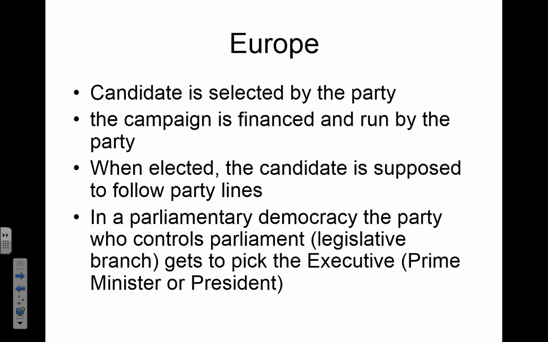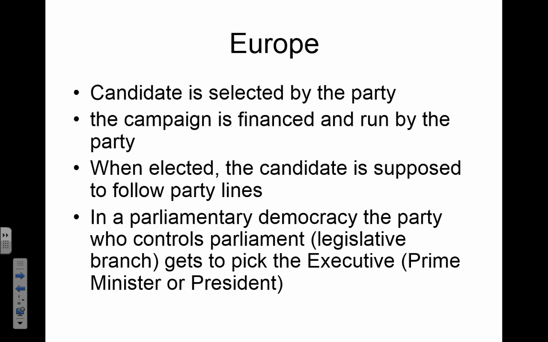And there are different combinations. Like, I think France has both a prime minister and a president. So does Russia, would you say? I don't think so, but maybe. You might be right. I never doubt you.